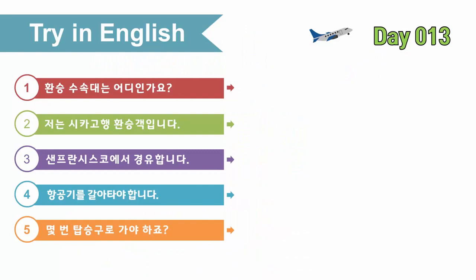먼저 지난 시간에 연습했던 표현들 간단히 복습해 보겠습니다. 1번, 환승 수속대는 어디인가요? Where is the transfer counter?